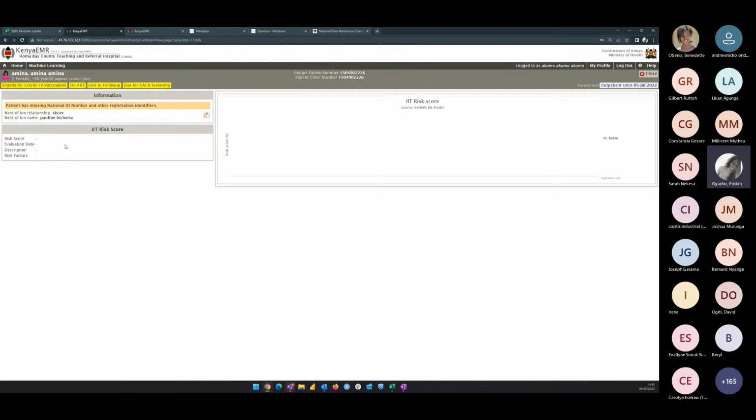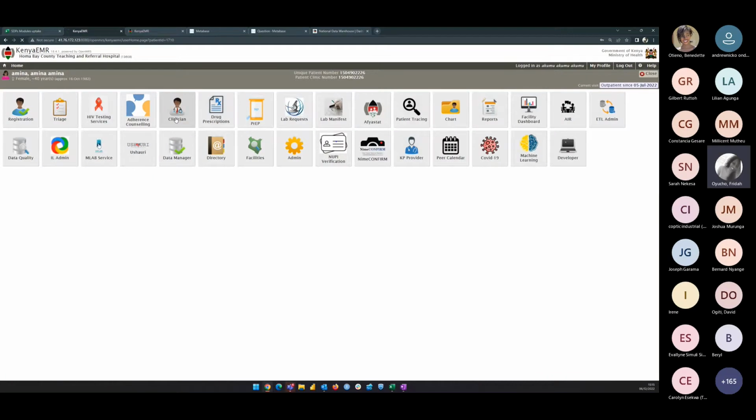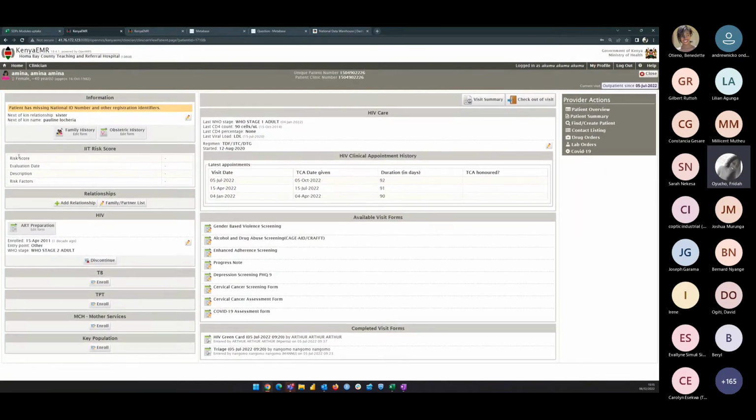So you can view the risk scores here, or the moment you open the patient information from the clinician or even the registration module, then you can see the risk score. So if they are at 60% or 70%, whatever IIT risk score that they have, you'll be able to see that, the evaluation date, a brief description, and the factors or the variables contributing to them being at risk. Okay, so you'll be able to see all that listed here.